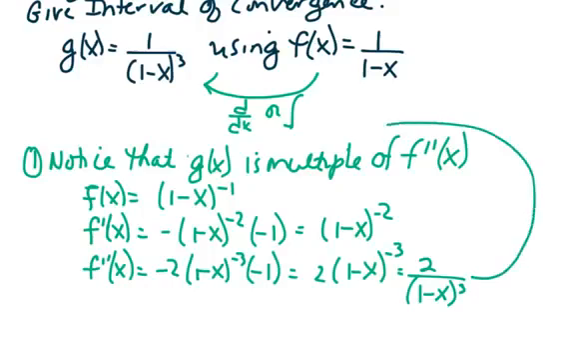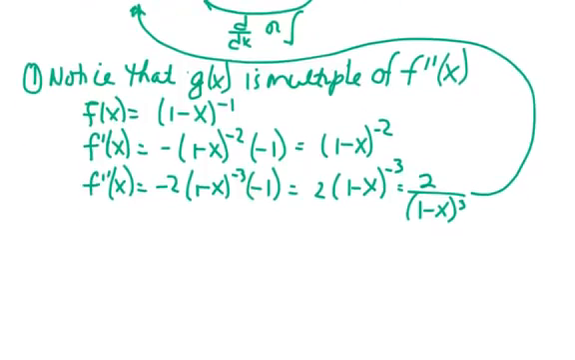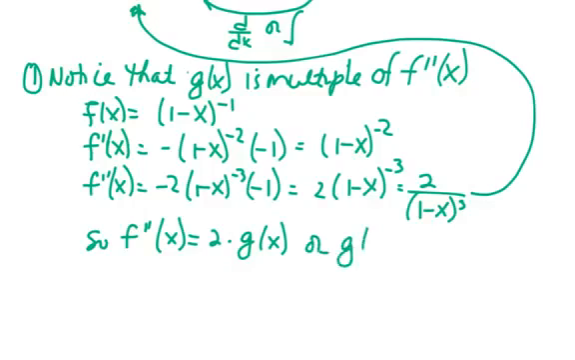So we've got a multiple of g of x. Let me summarize that for you. f double prime of x is equal to 2 times g of x. Or another way of writing that, solving for g of x: g of x is the second derivative of f divided by 2. So we're going to use that relationship in order to come up with the power series representation.